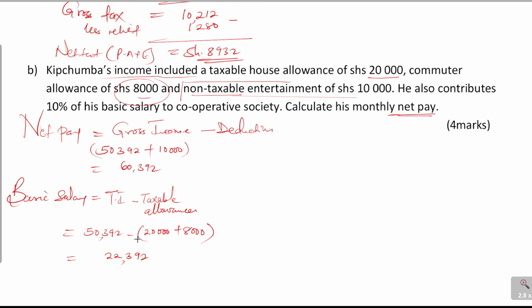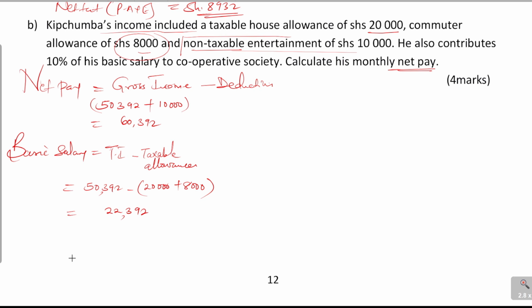Note, you take the taxable income, subtract all the taxable allowances. That is how you get the basic salary. Now, having done that, you're told that he contributes 10%. So we get this contribution to the cooperative society. So we have 10% of the basic, 22,392. So we get how much this amount is.